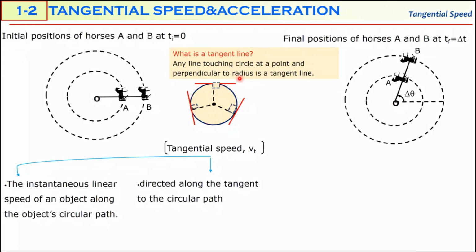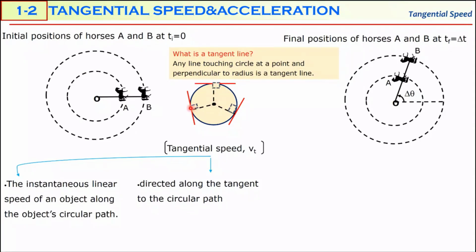So you can draw a line which touches the circle at that point, but that line is always perpendicular to the radius. Look at here. This is one tangent line. It's touching the circle in here, and this red line is perpendicular to the radius. This red line is called a tangent line. Another tangent line you can draw from another point. Look at here. This red line is touching the circle at one point and perpendicular to the radius of the circle.